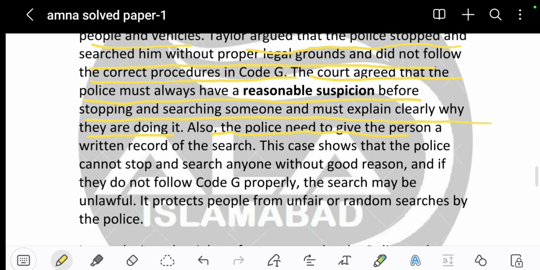Also, the police need to give the person a written record of the search. This case shows that the police cannot stop and search anyone without good reason, and if they do not follow Code G properly, the search may be unlawful. It protects people from unfair or random searches by the police.